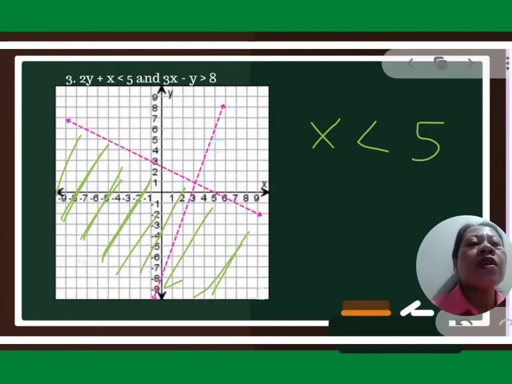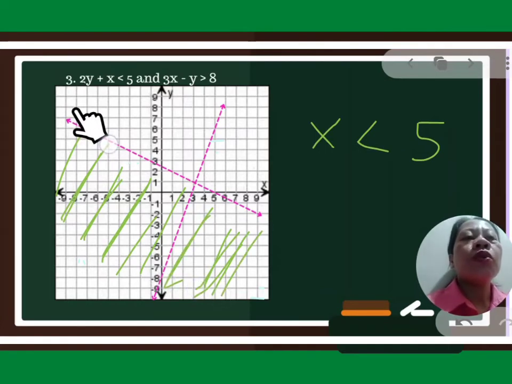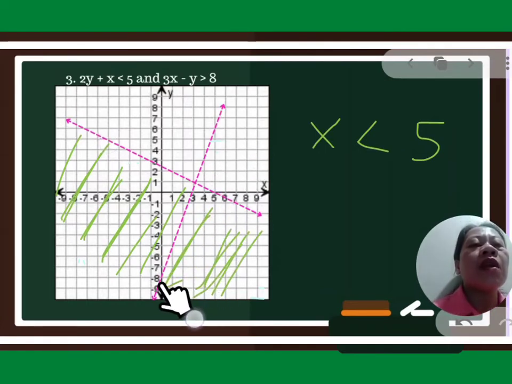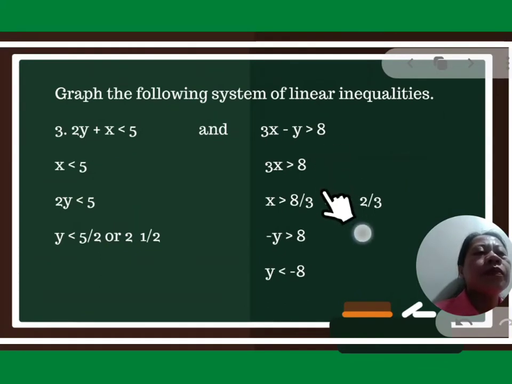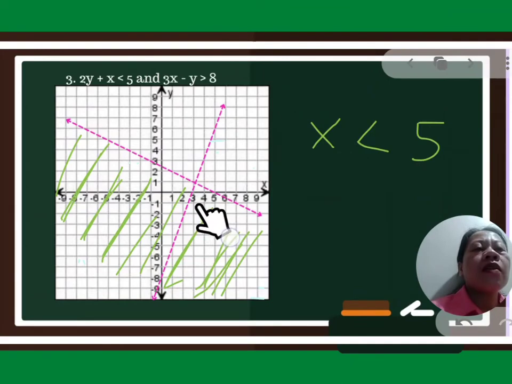Okay. And then for the second inequality, this would be the line. Dumadaan sa may negative 8, sa may y-axis, and then sa may x-axis naman sa may 2 and 2/3. Okay. X-axis, that is 2 and 2/3. Ayan, so dumadaan dito. Broken din po ang line dahil ang symbol ay greater than.